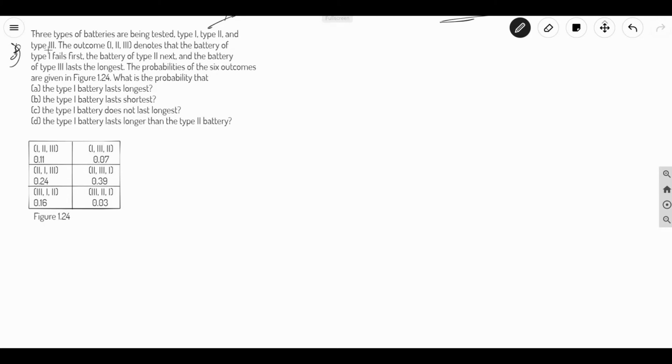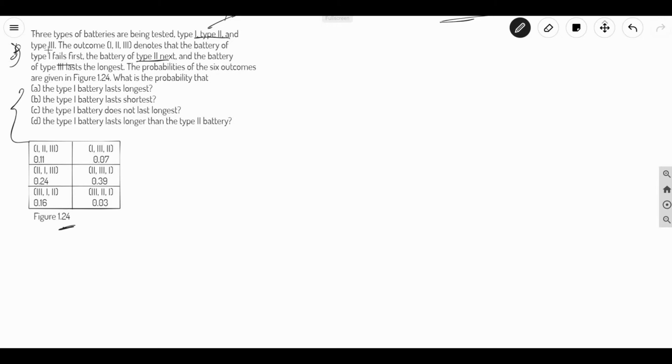We are given that there are three types of batteries that are being tested: type 1, type 2, and type 3. The outcomes 1, 2, and 3 denote that the battery of type 1 fails first, battery of type 2 next, and the battery of type 3 lasts the longest. The probabilities of the six outcomes are given in figure 1.24 below. We need to find the four probabilities below.